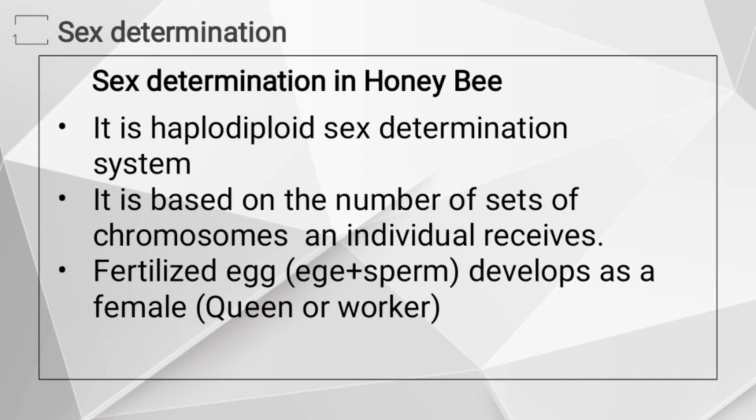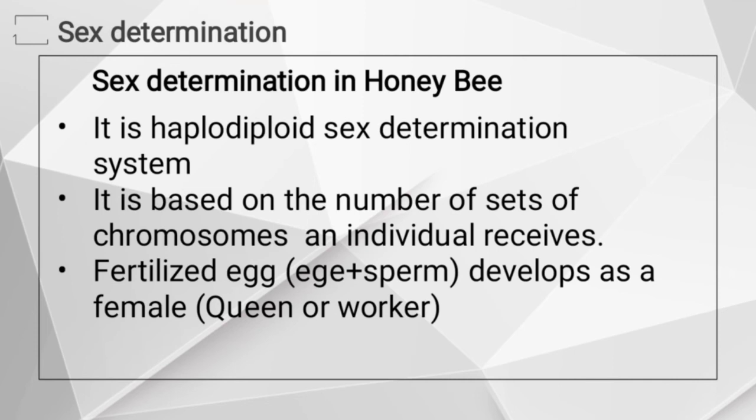As we know, honeybees show sexual polymorphism. There are three kinds of honeybee: queen, drones and workers. Queen is a fertilized female, drones are the unfertilized males and workers are the fertilized females.